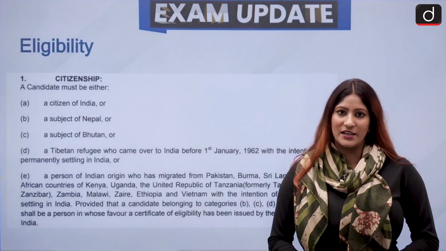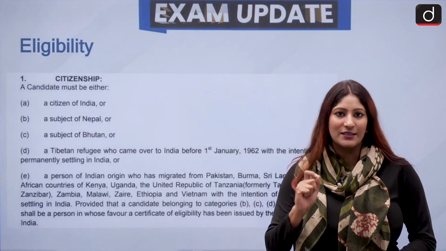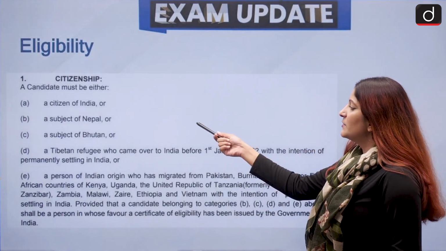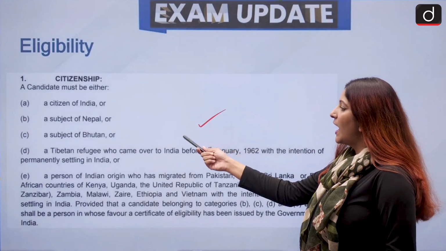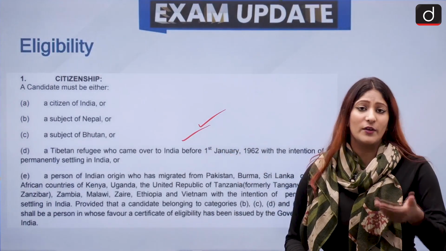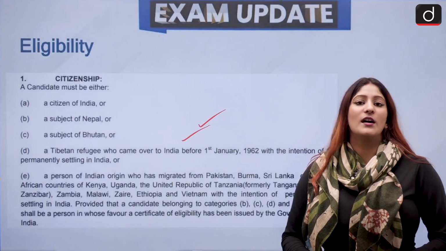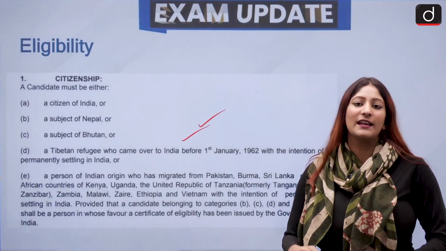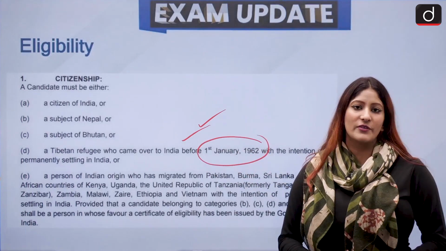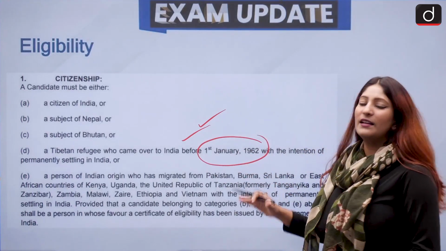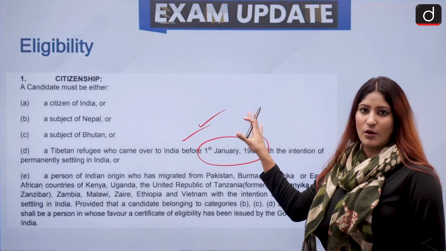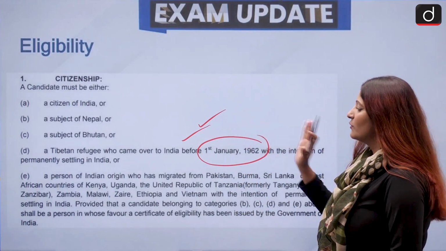Now let's talk about the eligibility. Eligibility criteria based on nationality. If you are a citizen of India, or a subject of Nepal or a subject of Bhutan, or a Tibetan refugee, if you are a Tibetan refugee who came before 1st January 1962 with the intention of permanently settling in India, then you are, of course, along with the age eligibility criteria, eligible.